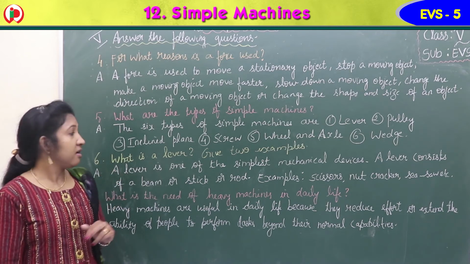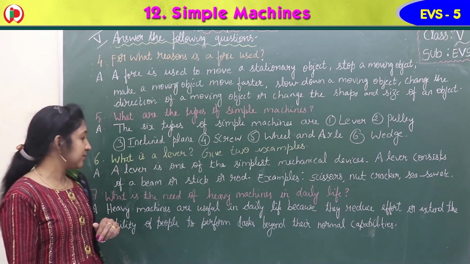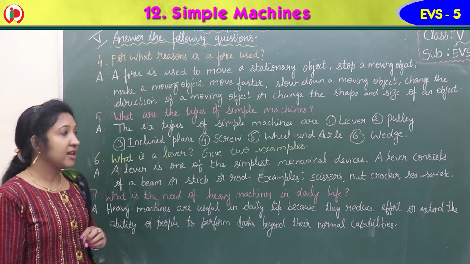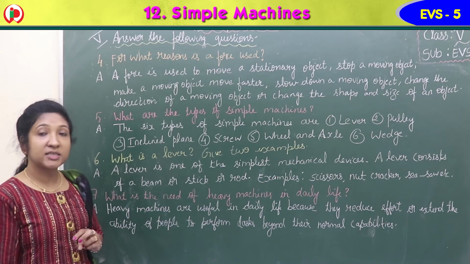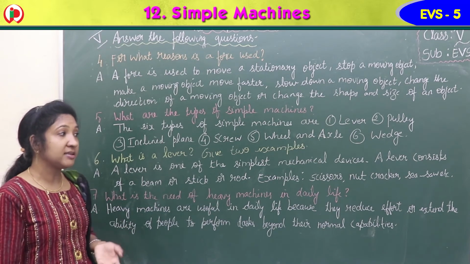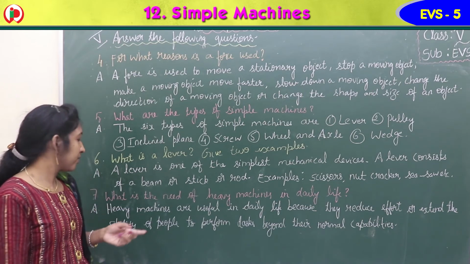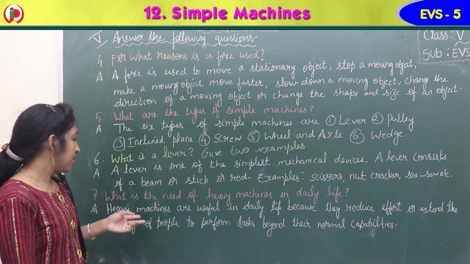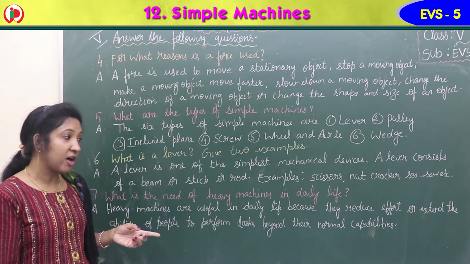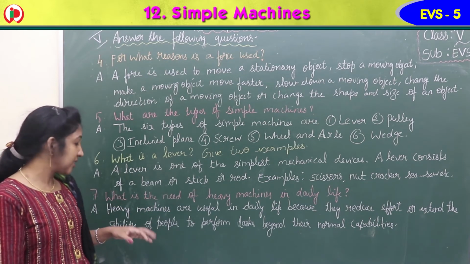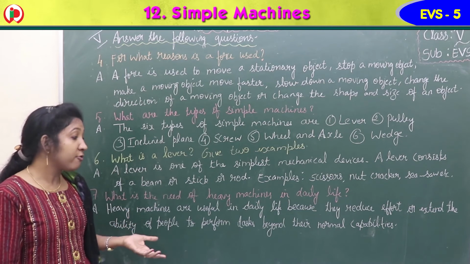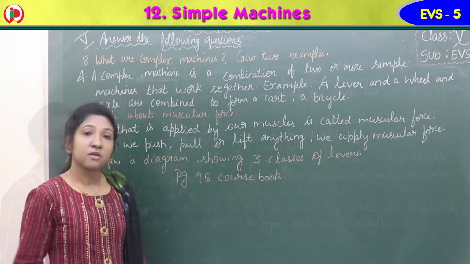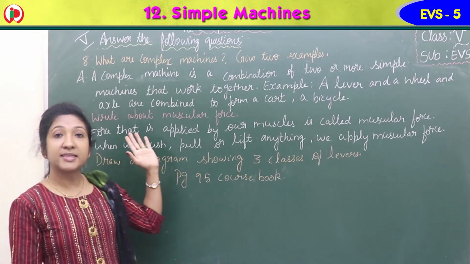Now 6th question, what is a lever? Give 2 examples. A lever is one of the simplest mechanical devices. A lever consists of a beam or stick or rod. Examples: scissors, nutcracker, seesaw, etc. Now 7th question, what is the need of heavy machines in daily life? Heavy machines are useful in daily life because they reduce effort or extend the ability of people to perform tasks beyond the normal capabilities.